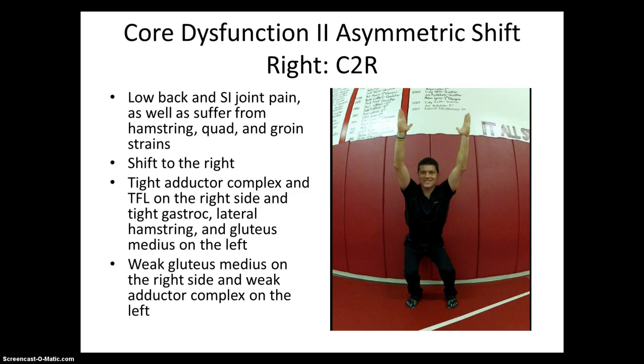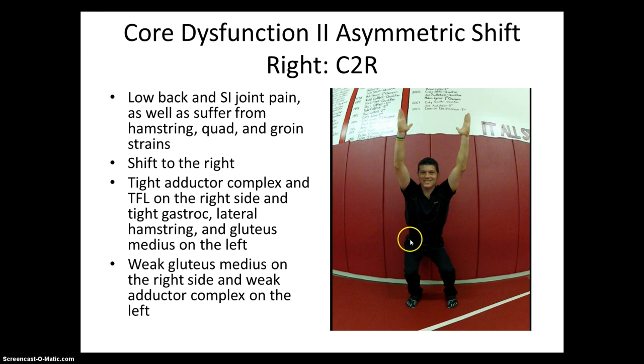Okay. Core dysfunction 2, or asymmetrical shift to the right. Again, we see here the client or the participant is shifting to their right. Well, this one is a bit exaggerated. Do watch the participant, as it may be more subtle, or you may even find halfway through the functional squat they may deviate to the right, but then as they reach the end of their motion will deviate back to norm.